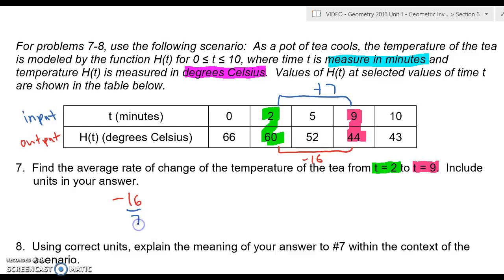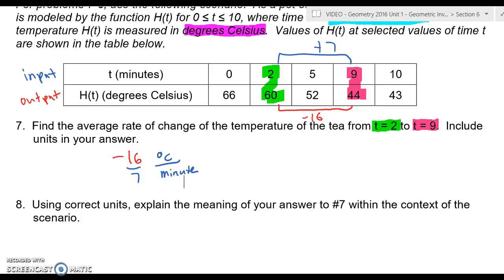divided by 7. I'm not going to find out what that is as a decimal because it is a disgusting decimal. It doesn't end or anything like that. So negative 16 over 7, that's reduced. I'm good with it. We're going to leave that. But we need to have our units in our answer. So this negative 16 represents a decrease in degrees Celsius per minute. Okay, so that's, again, our units.